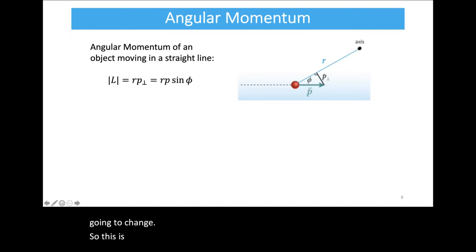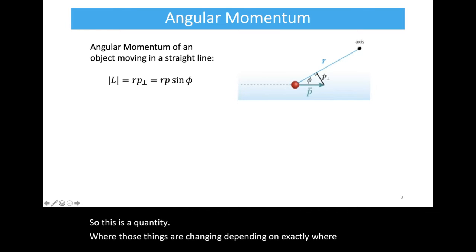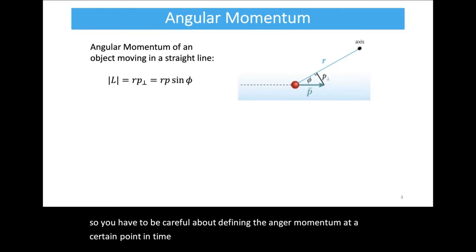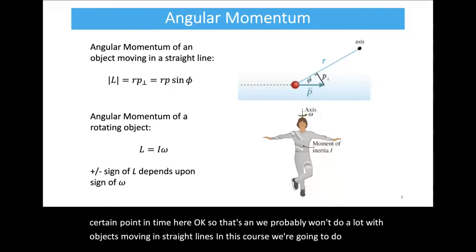So this is a quantity where those things are changing depending on exactly where you are. Okay, so you have to be careful about defining the angular momentum at a certain point in time here. And we probably won't do a lot with objects moving in straight lines in this course. We're going to do more with angular momentum of rotating objects.